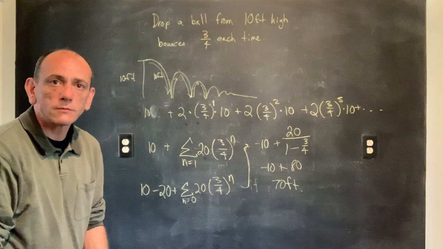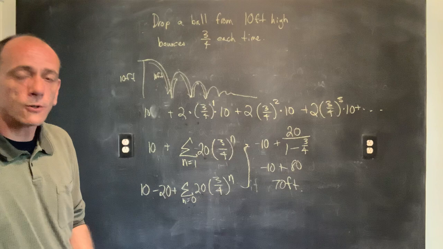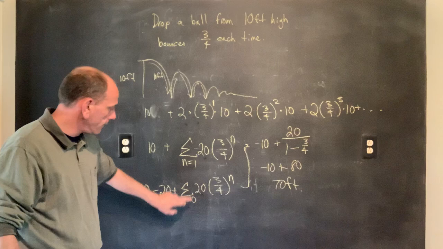So even though that ball had to bounce an infinite number of times, it did so in finite time and covered 70 feet. So it covered a finite distance. Nice. And that's an application of geometric series. Again, we have to worry about that index shifting. That index needs to be 0 for geometrics.